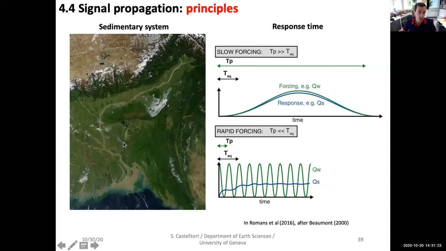So that's the question. Now, one way to address this is through the idea of response time, because that's an important concept and constraint to address this issue. Because, for instance, if you have a signal taking place here, the question is whether it's big enough and long enough in terms of duration, such that it creates and it generates something here.